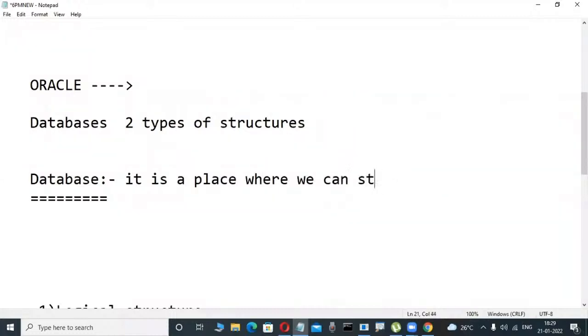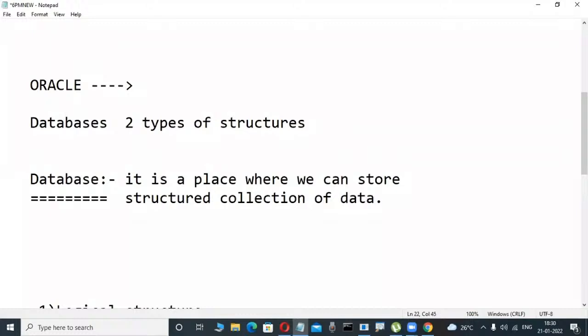They are telling only where we can store a structured collection of data. What is data? What is information? What is DBMS? That is later. Okay, a structured collection of data.